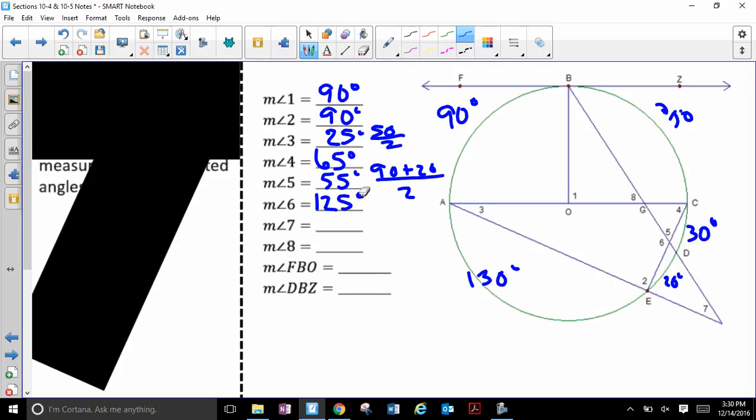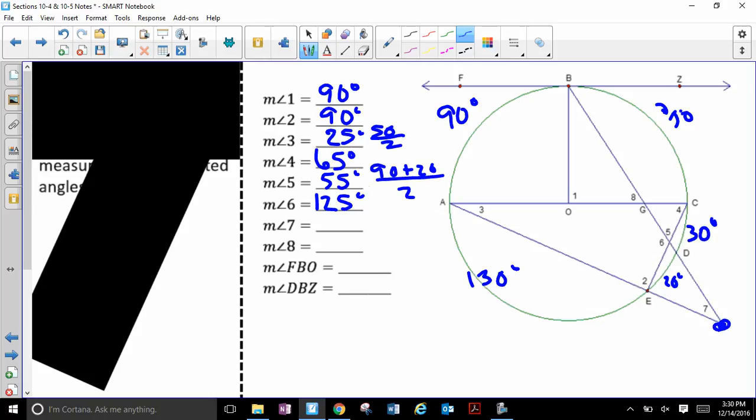So the measure of angle 6 is 125 degrees. You could, like I said, still find the two arcs that you need to add and divide by 2, but since you know angle 5 and they're a linear pair, you might as well just do it that way. Okay. All right, angle 7.